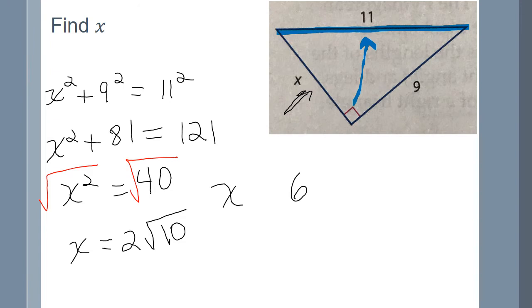So x is approximately, well, that's terrible looking. Let's erase that because I hate the way it looks. And let's do it as cleanly as we can. x is approximately 6.32. Okay.